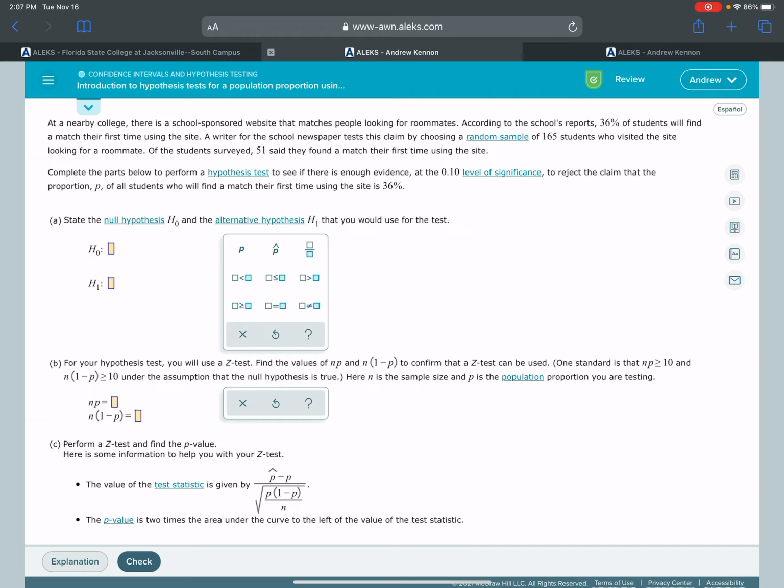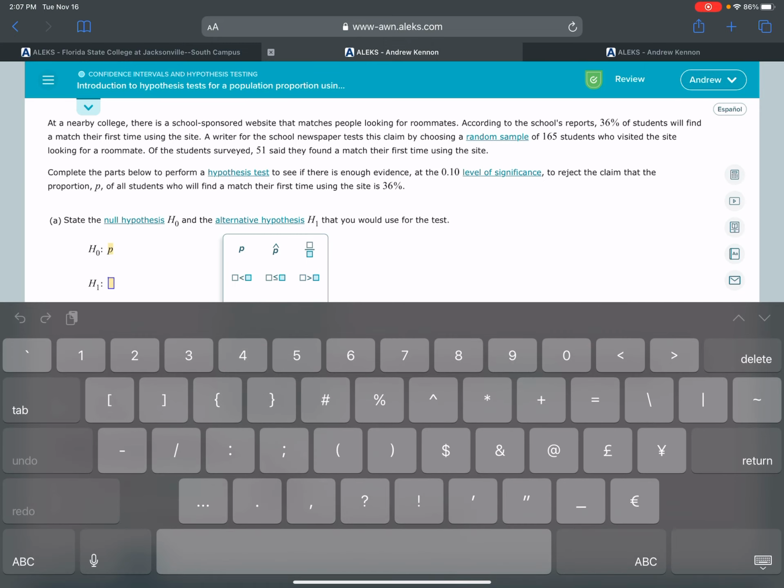So the first thing you have to figure out is what are we testing here? Okay, so they say that the population is equal to 36%. I'm trying to remember if I use p hat or not. We are trying to figure out if it is 0.36 or not. According to the school's report, 36%. So the school says 36%.